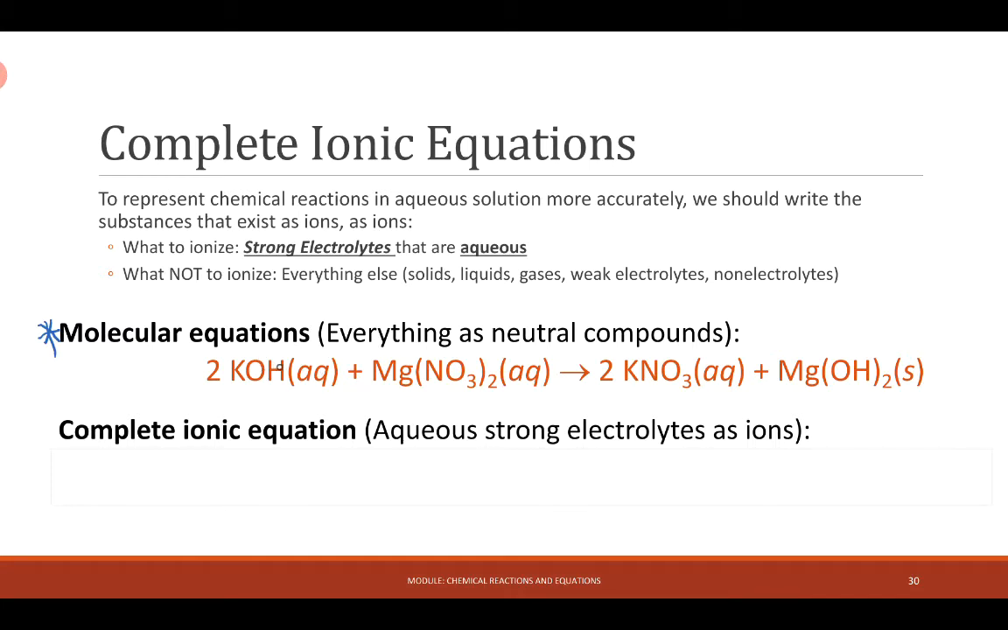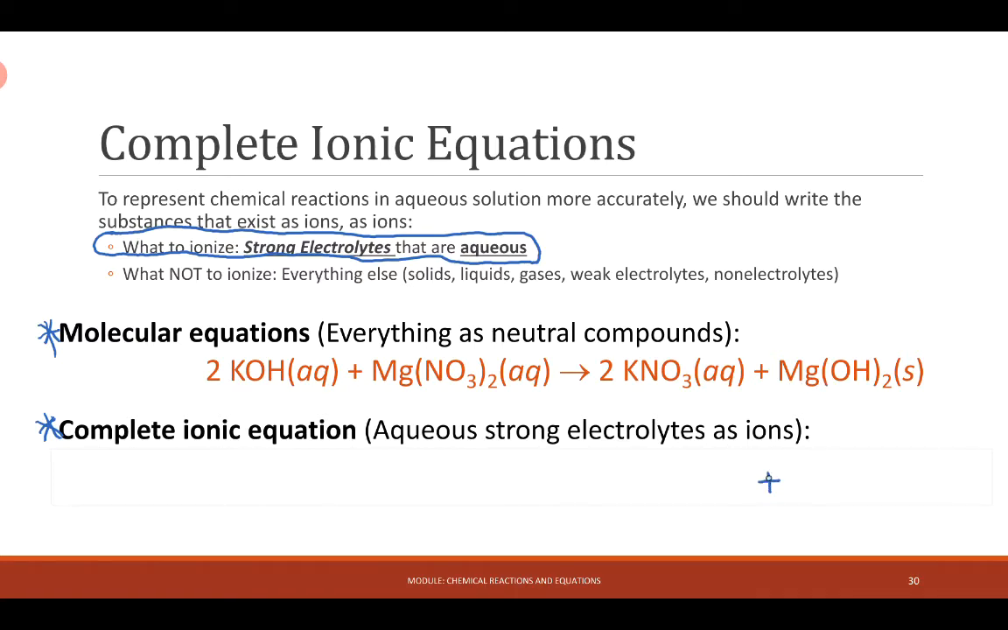But in solution, these strong electrolytes really exist as separate ions. And so all of the aqueous strong electrolytes will need to be written as ions in a format of chemical equation we call a complete ionic equation. So when we write our same equation down here, all of our aqueous strong electrolytes are written as ions. Everything else is left alone. So do not ionize any solids, do not ionize any liquids, do not ionize any gases, do not ionize any weak electrolytes, and do not ionize non-electrolytes.